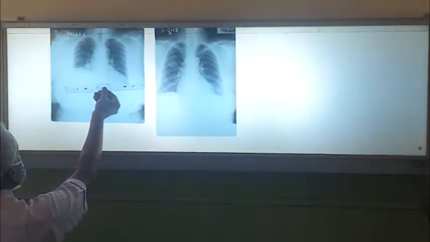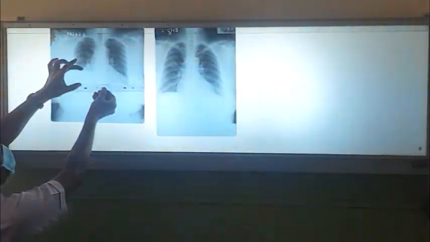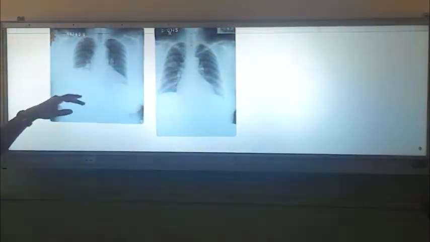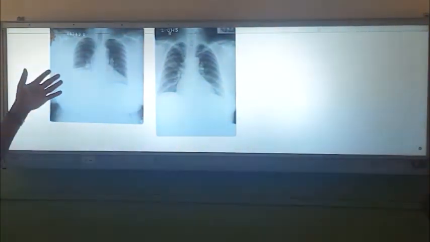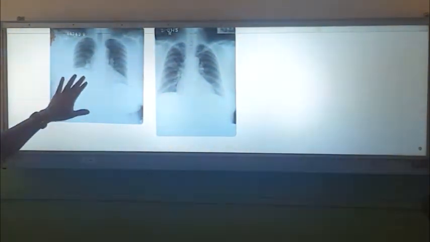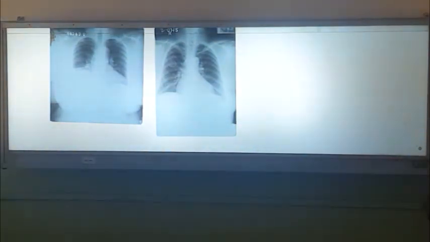So this is the left hemidiaphragm, and the right hemidiaphragm is elevated, right? More than 2.5 centimeters away. So it is an elevated right hemidiaphragm. If you see an elevated right hemidiaphragm, you have to think of two things. One is diaphragmatic palsy, the other is subpulmonic pleural effusion, right? Subpulmonic pleural effusion or diaphragmatic palsy.